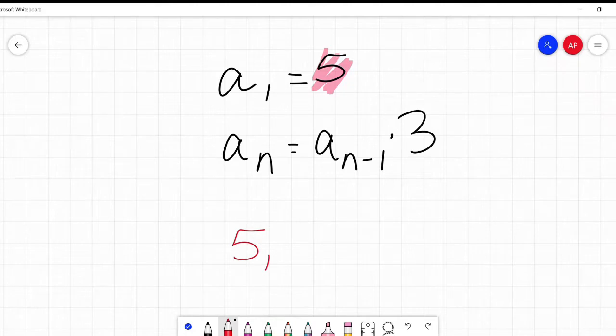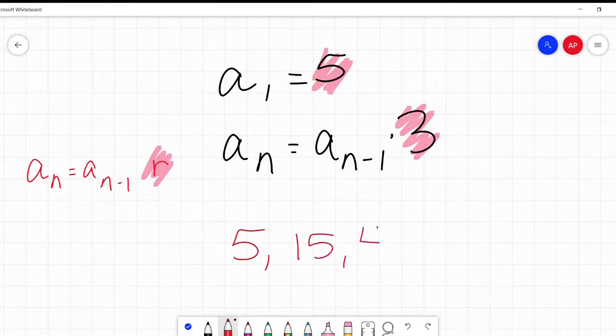And our recursive formula, we know that this number that's out here, no, don't erase, I wanted to highlight. This number that's out here is the ratio, so that's my ratio, 3. So I know to multiply by 3, 5 times 3, again, 15. 15 times 3 is 45. 45 times 3 is 135, and so on. And that's how you do geometric sequences.